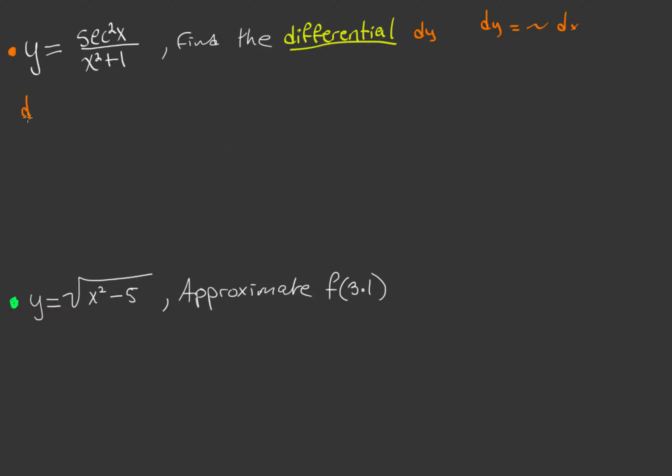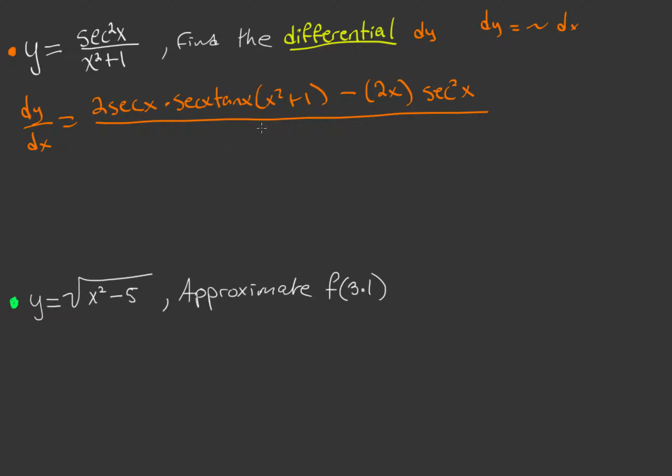So let's do that. Let's take the derivative of this. We get dy over dx is equal to, and this seems like we're going to have quotient rule. And since this is secant squared, we're also going to have chain rule on the top. So we have 2 secant x, because that's our outside, times the derivative of the inside, which is secant x tangent x, and then times the bottom, which is x squared plus 1, minus the derivative of the bottom, which gives us 2x times the top, which is secant squared x. And that's all over the bottom squared, which is x squared plus 1 squared.